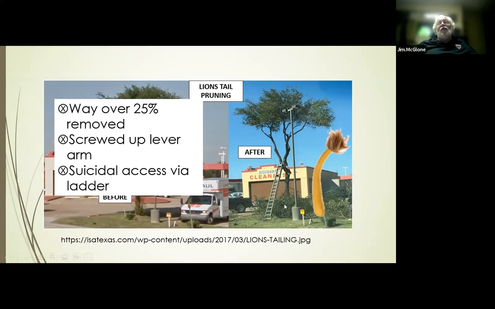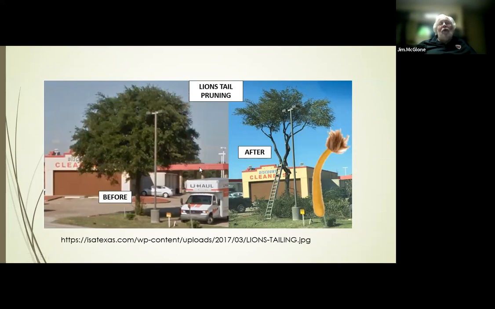What this leads to frequently is a windstorm that, before it was pruned, the tree just would have shook and swayed. Same windstorm now blows this tree over because you get so much force and such a long lever arm down here to the base.